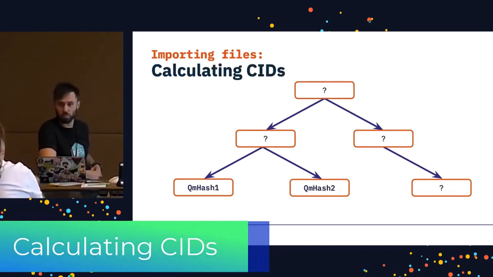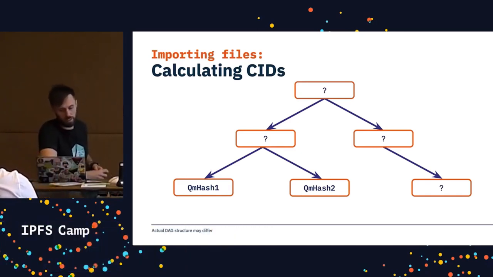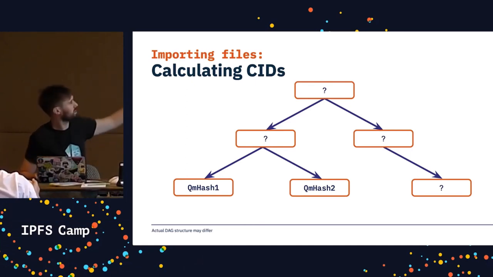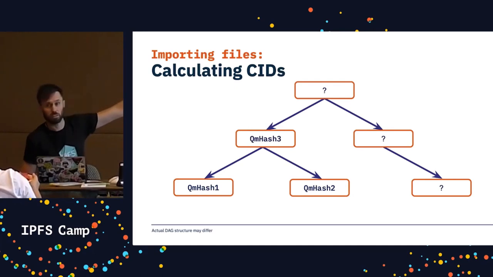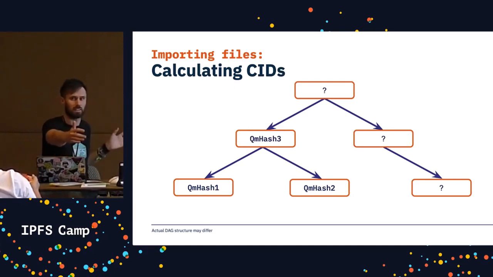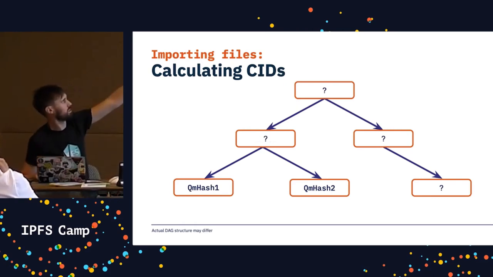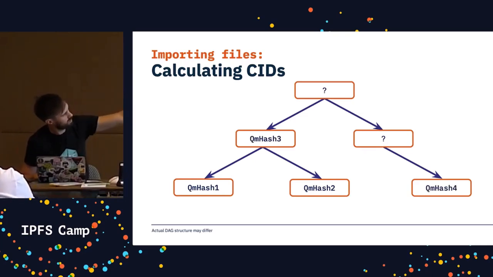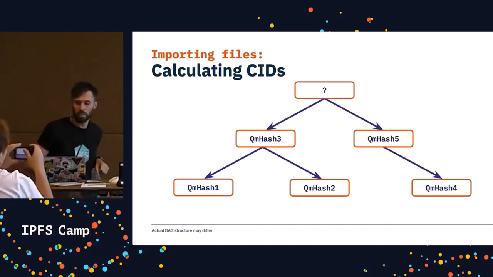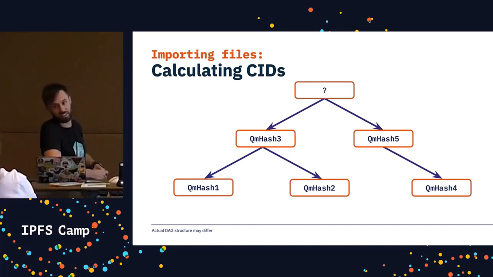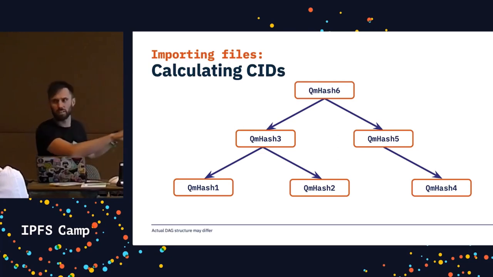When building the graph, we calculate a CID for every node, and that happens from the bottom up. We can't calculate the CID for the parent until we know the CIDs for the children, because the CID is calculated from the data as well as any links it has. So if we don't have the CIDs for the links, we can't calculate the CID for the node. We have to traverse all the way down to the leaf and then slowly make our way back up again, and we finally get to the root CID, QM hash 6. For a single file this is the CID that is returned to you, and you can think of this CID as the CID for your file, but actually it's the CID of a node at the top of a tree, which makes up your file.